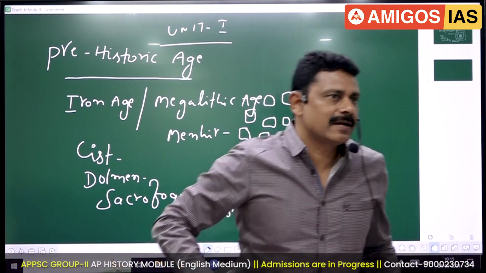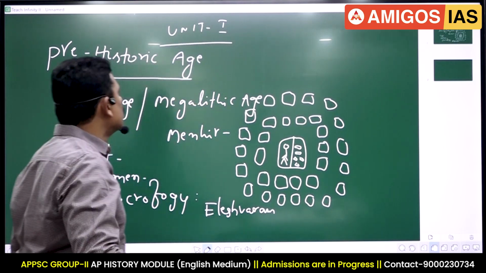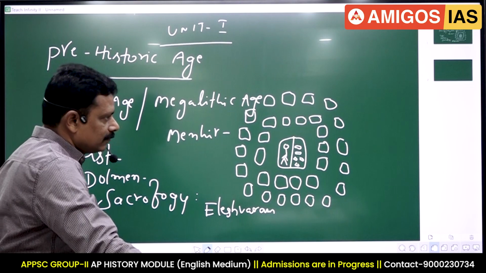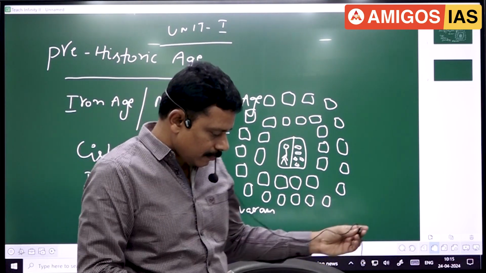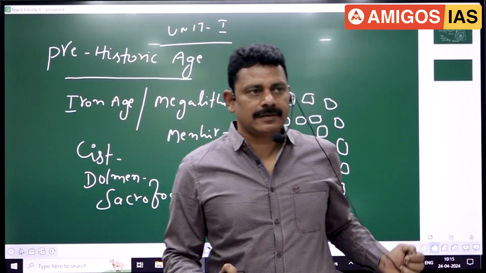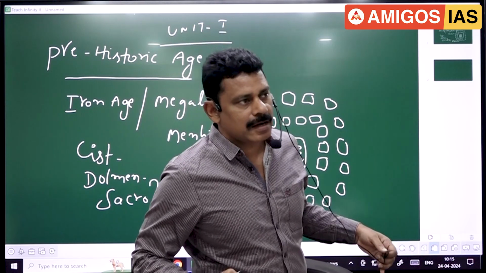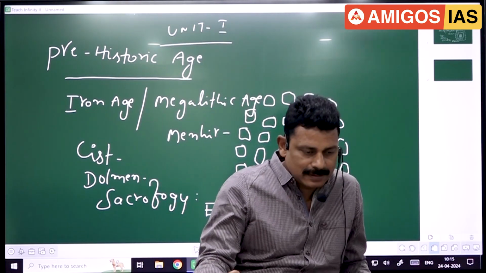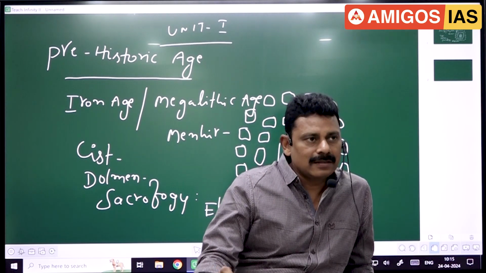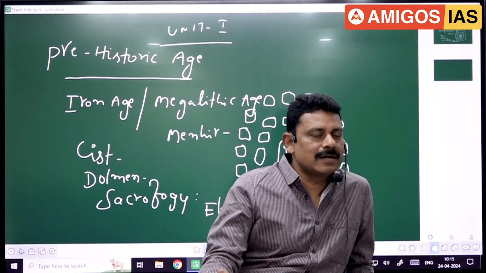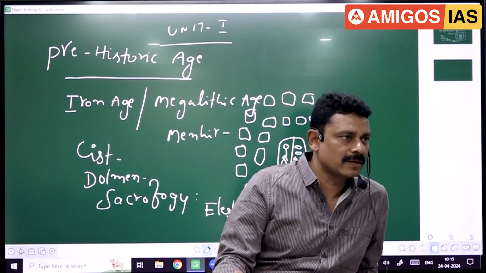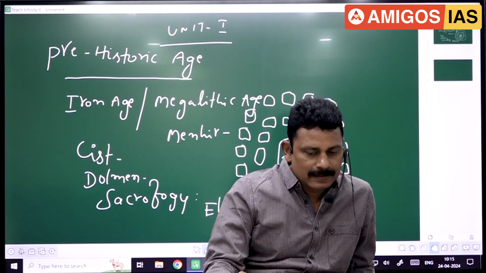With that we conclude our discussion about the prehistoric age or prehistoric cultures. From this discussion we should get at least 1 to 2 marks. Focus on the settlements, materials and implements, and excavators, the four segments where questions can be expected.